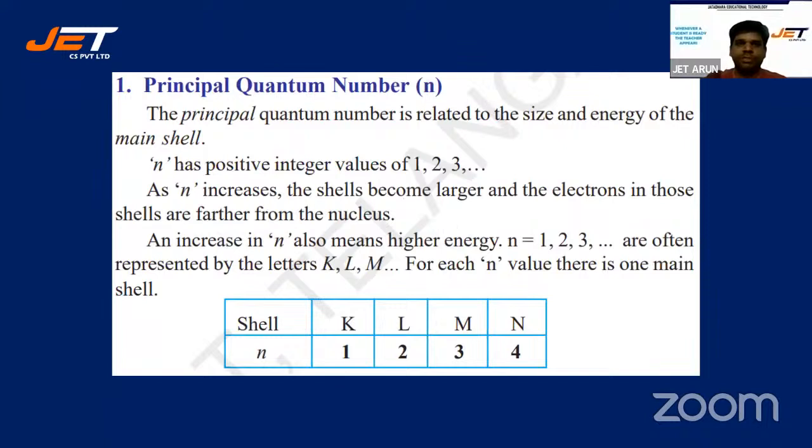So the first one is the principal quantum number. It's related to the size and energy of the main shell. It is represented by n. n has positive integer values 1, 2, 3, and so on. As n increases, the shell becomes larger, and the electrons in those shells are farther from the nucleus. An increase in n also means higher energy, students.